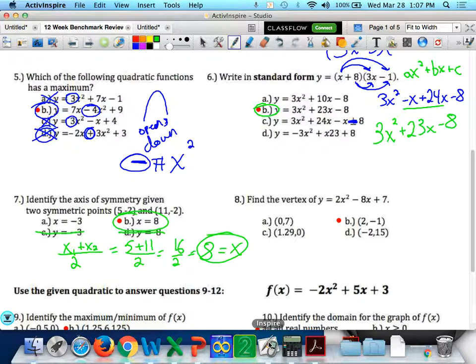Number 8 says find the vertex. Guys, in a perfect world, you sit there and you go, oh, okay, I'm going to have 2x squared minus 8x equals -7 because I know I need to move the 7 to the other side because I'm trying to complete the square. I pull a 2 out, I get x squared minus 4x. I'm going to add b over 2 squared to both sides, which is 4. But what I really added was 8 because of the 2 out front.